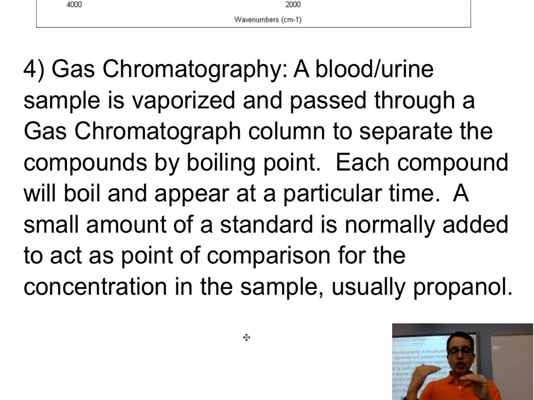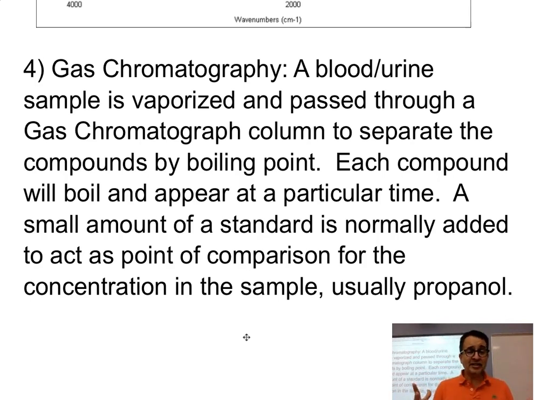In order to have a good comparison, we tend to put in a small sample of propanol, which will appear in a different region. But by knowing how much propanol we have, we can measure that area and use that as a term of comparison to calculate the concentration of the alcohol in your blood or urine, and therefore be able to tell how much was present in that sample.